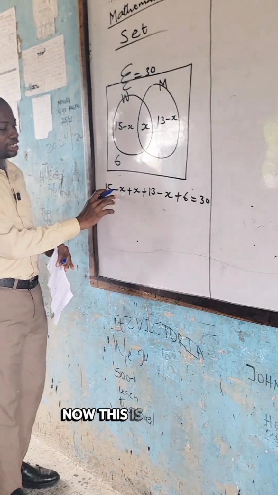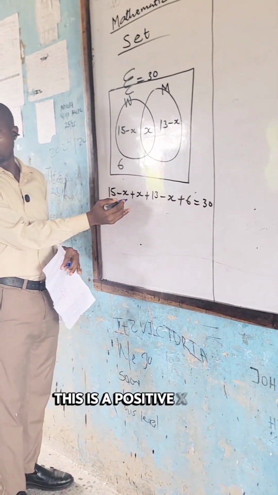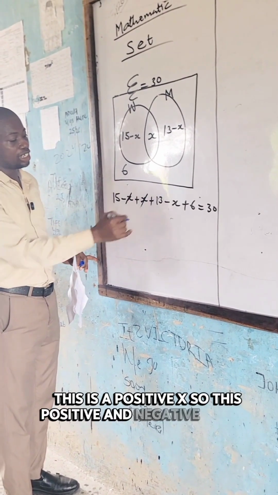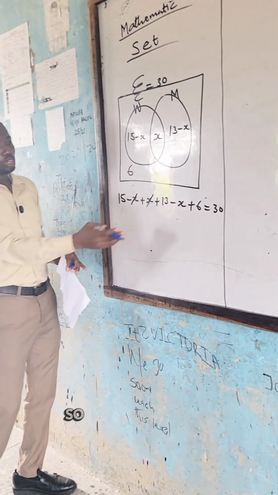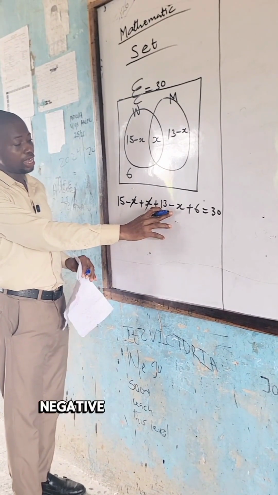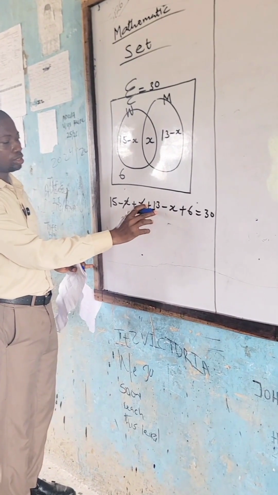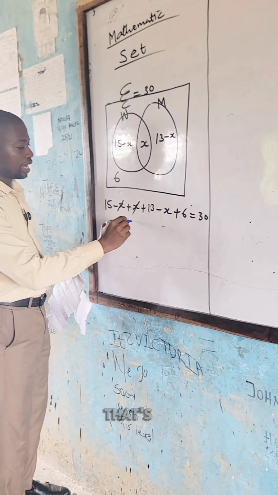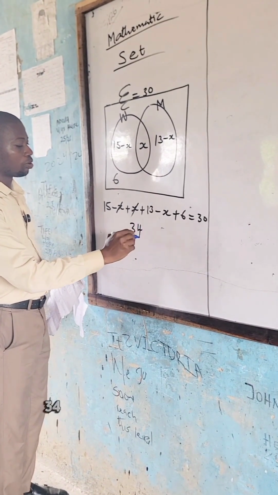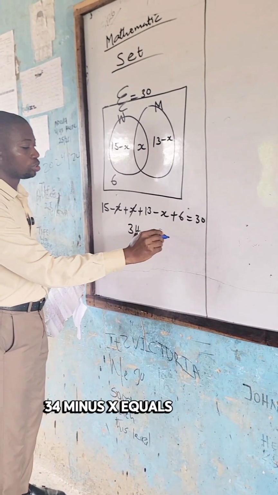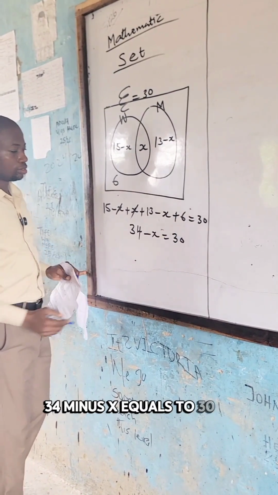Now, this is a negative X. This is a positive X. So this positive and negative cancel out. So it remains what? 1 negative X. Now let's add these numbers together. 15 plus 13 plus 6, that's what? 34 minus X equals 30.